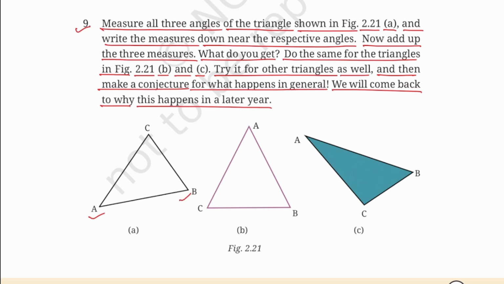If you measure angle A, angle B and angle C and add them up, you will get 180 degree. Similarly, for this picture, if you measure angle A, angle B and angle C and add them up, you will get 180 degree again. And for this triangle too, you will get 180 degree again. This is true for any triangle. The sum of all the angles, that is sum of all the corner angles, is equal to 180 degree or a straight angle.